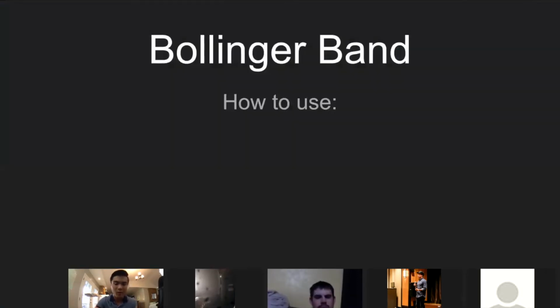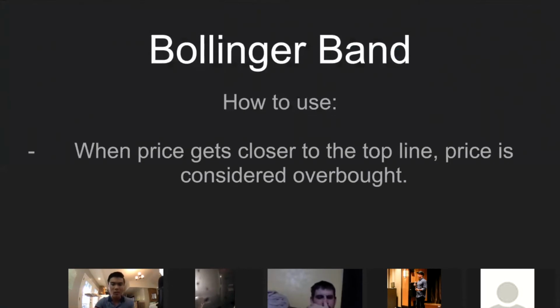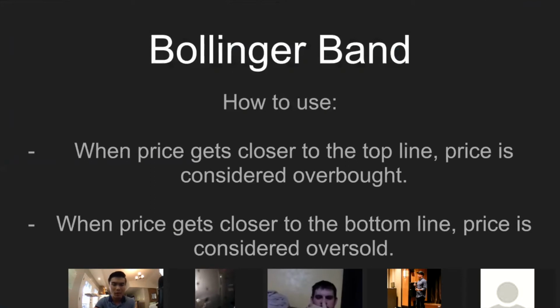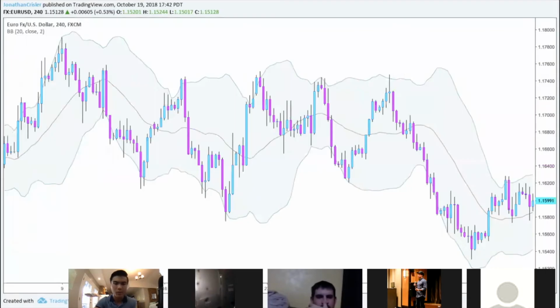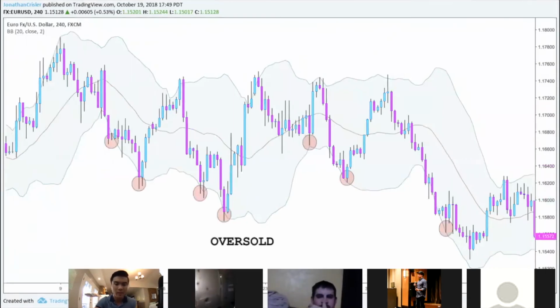All right, so how do we use them? When price gets closer to the top line, price is considered overbought. And when price gets close to the bottom line, price is considered oversold. So what does that look like on an actual chart? So here we have a Bollinger Band. Every time price goes out or breaks the bottom Bollinger Band, it is considered oversold, which means it might be a good time to buy. Then all the candlesticks that poke out on top, price is considered overbought, or price is likely a good sell from there if you have other indications that tell you that.